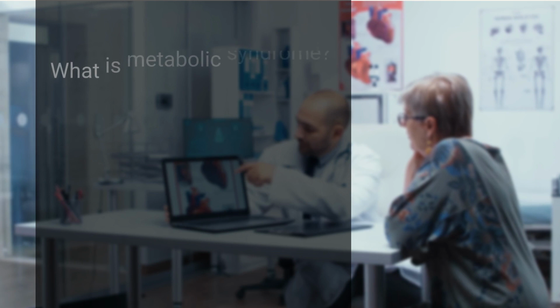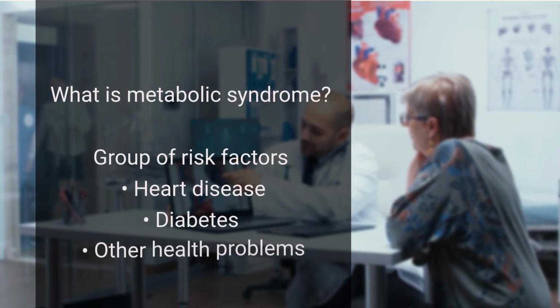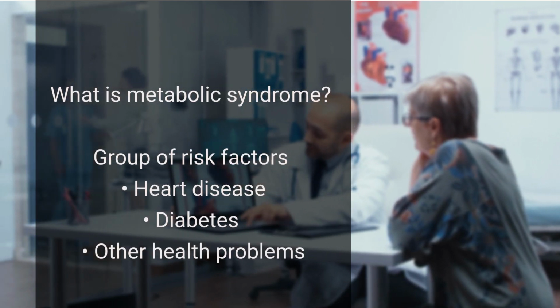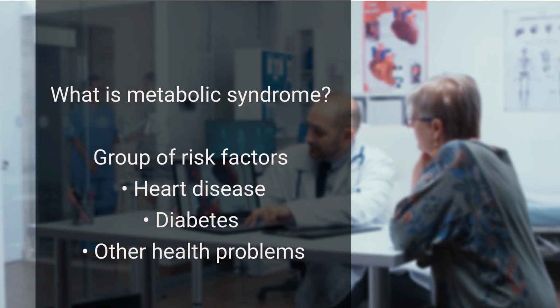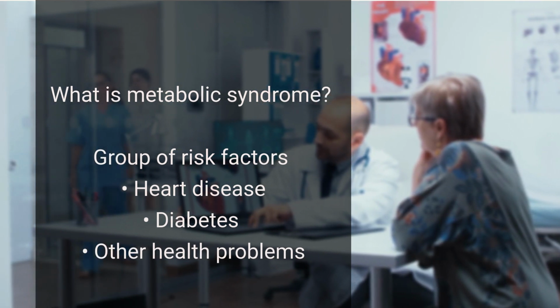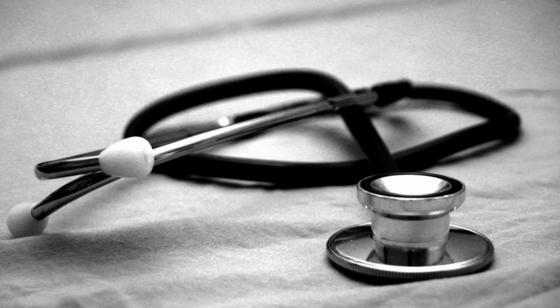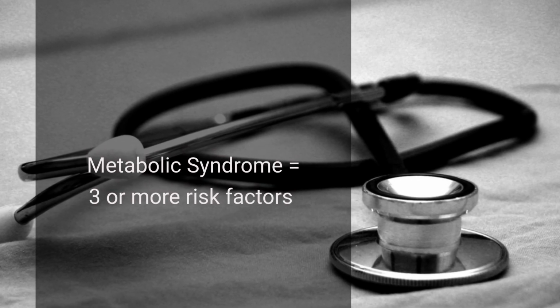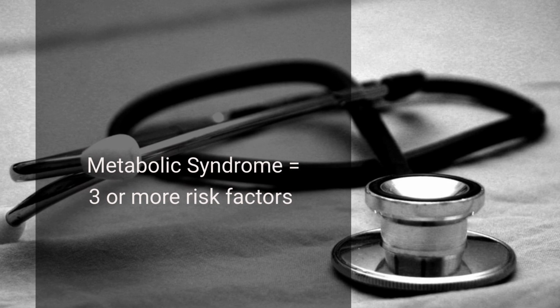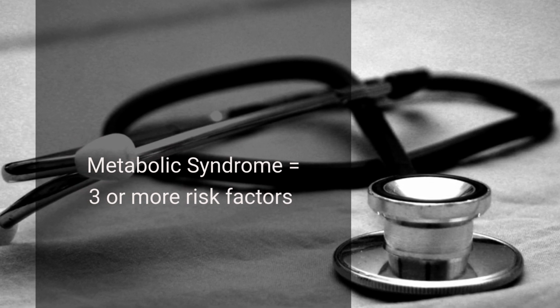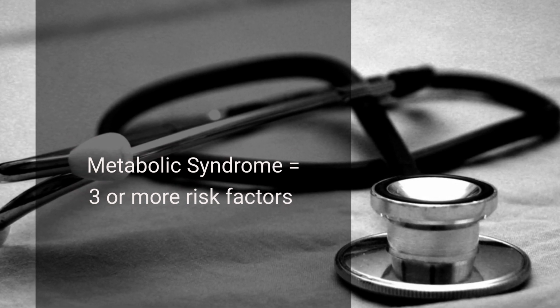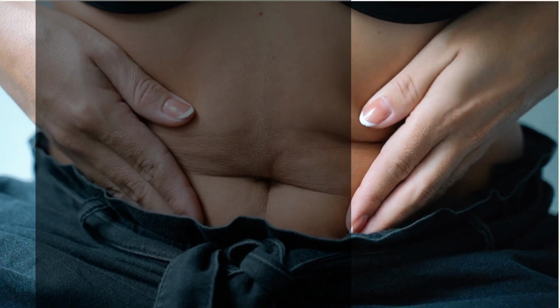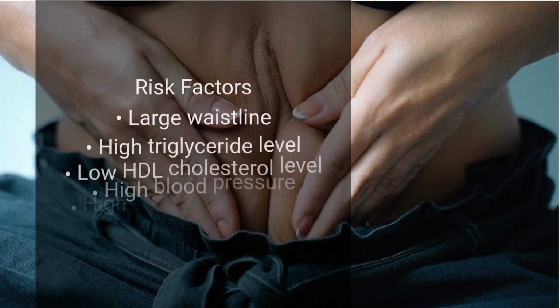What is metabolic syndrome? Metabolic syndrome is the name for a group of risk factors for heart disease, diabetes, and other health problems. You can have just one risk factor, but people often have several of them together. When you have at least 3 of them, it is called metabolic syndrome. These risk factors include 1.